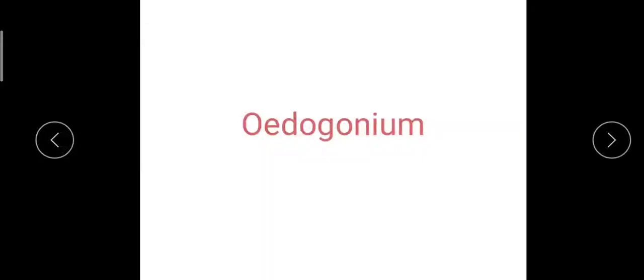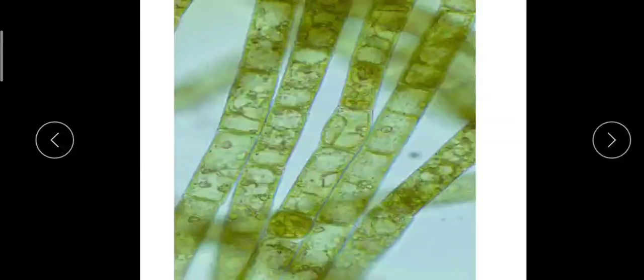So today we will be discussing Oedogonium. Oedogonium is an algae, particularly the green algae. It comes under the class Chlorophyceae, order Oedogoniales, family Oedogoniaceae. This genus Oedogonium is represented by more than 285 species, and it is a freshwater algae.